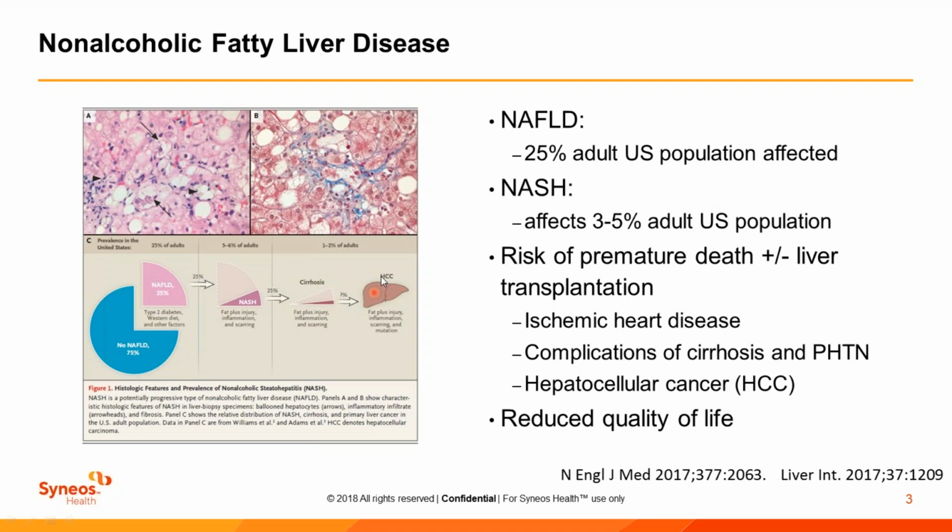So as a general estimate, and probably a conservative estimate, at least 25%, or 1/4, of the general adult United States population has non-alcoholic fatty liver disease. Of that 25%, another 25%, or another 1/4 of that group, has what is referred to as NASH, or non-alcoholic steatohepatitis.